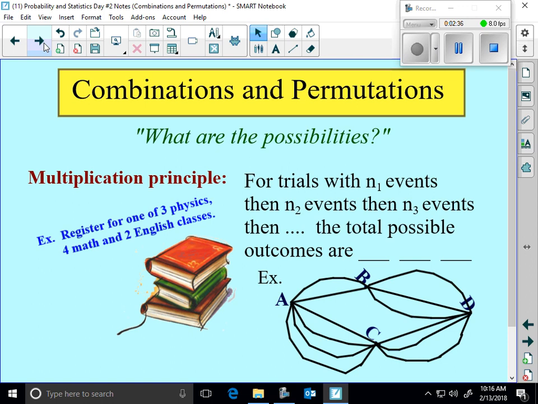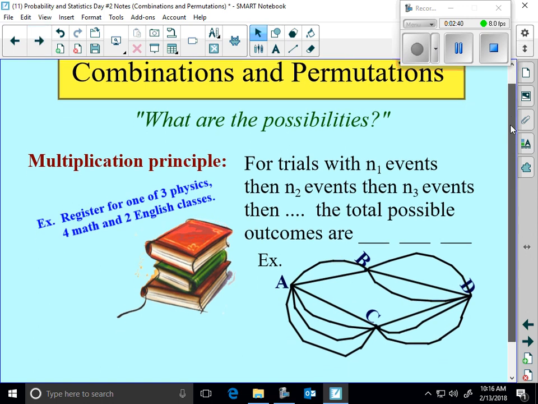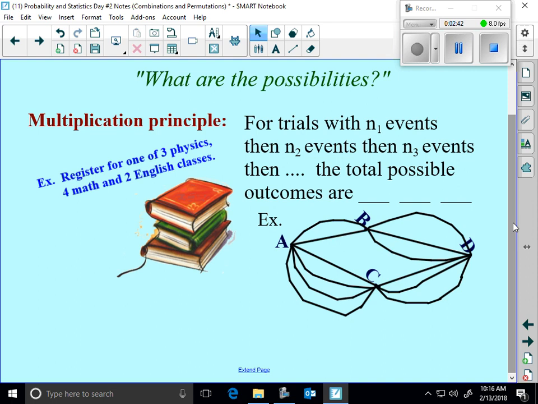I want to jump right into the multiplication principle. And the multiplication principle, it's related to combinations, permutations, but it's kind of a unique side note.